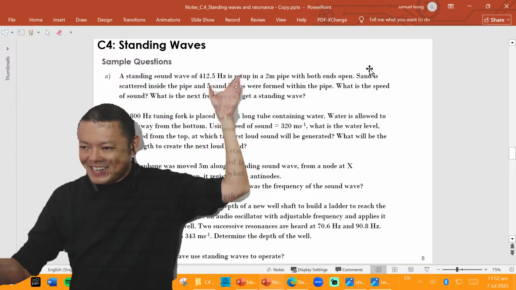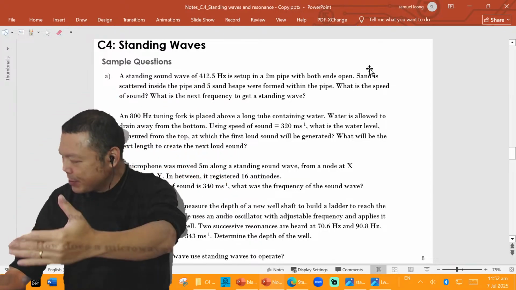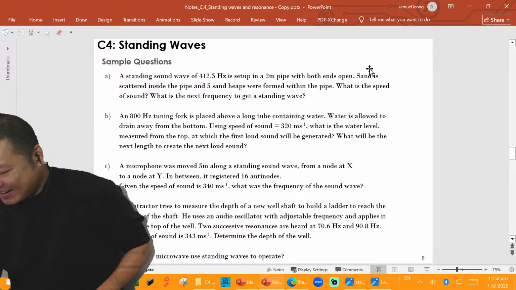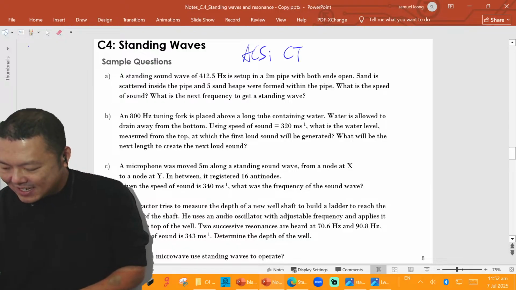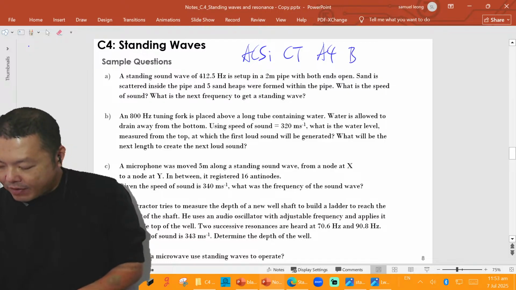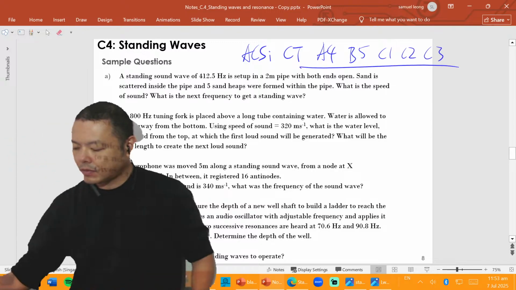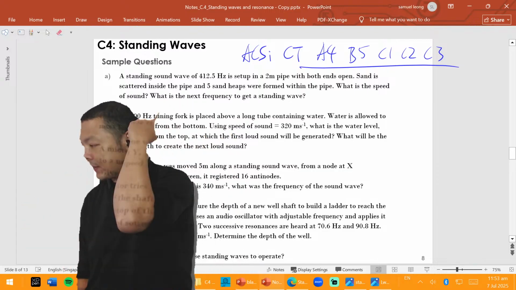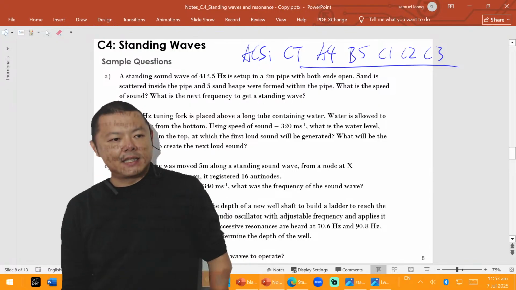Doppler is already finished. But for the sake of the main bulk of you, the upcoming test covers C1, C2, C3. Your test, the upcoming test, ACSI, CT, A4 for the HL A4. And for everyone, B5, C1, C2, C3. So technically speaking, this past week, the Saturday and today, the lesson for C4 is just to keep up the pace. This Saturday, I will do the practices for these chapters.